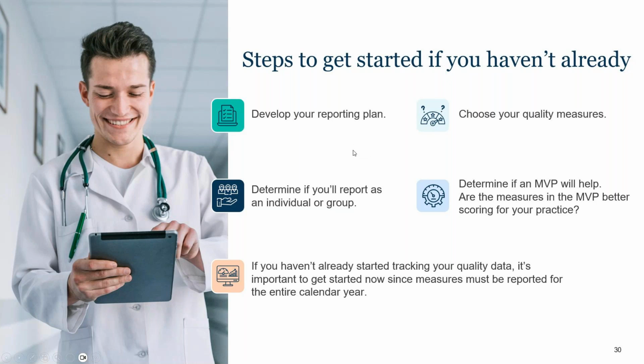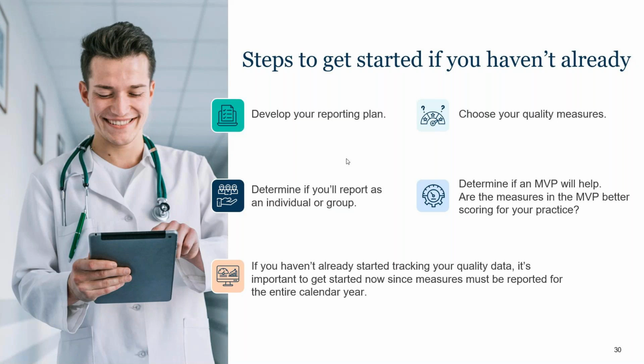Determine if an MVP will be helpful for you. You could report an MVP as a subgroup, as an individual, as your entire group, along with traditional MIPS as individuals and a group. So you could report in a lot of different ways, and CMS will take the highest of your scores. And this could be very important because of the impact of the cost score. You could really reduce that impact using an MVP, but you could reduce it either way.